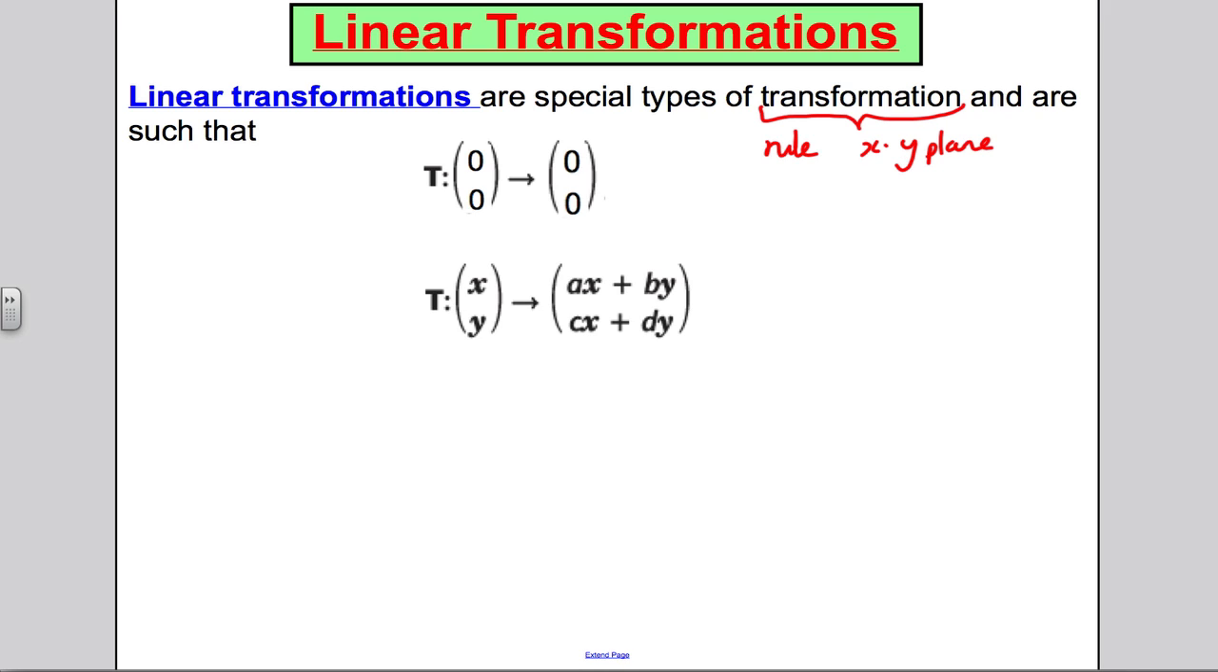But it has some properties, and the properties are this rule: when you apply this rule to the vector 0, 0, the point 0, 0, you always get 0, 0 back. That must be true. And in general, when you apply that rule to a general point x and y, what you get back for the x coordinate is some number of x's plus some number of y's, and for the y coordinate the exact same thing, some number of x's plus some number of y's. Maybe not the same numbers, different numbers. Okay? So that's what a linear transformation is.